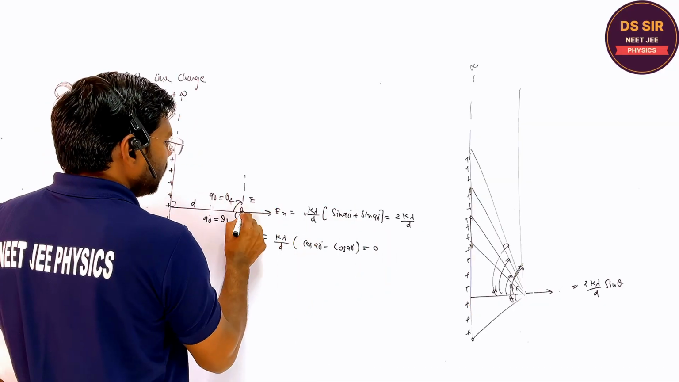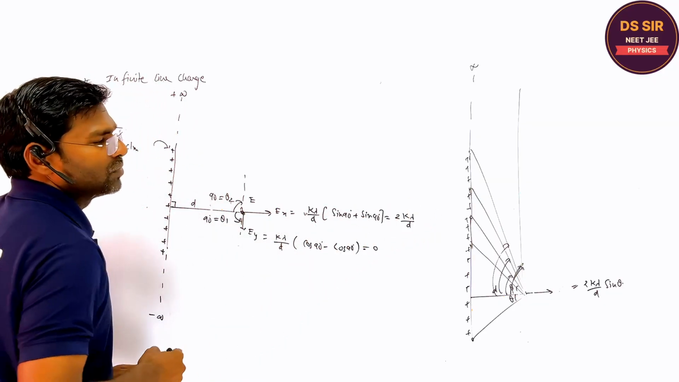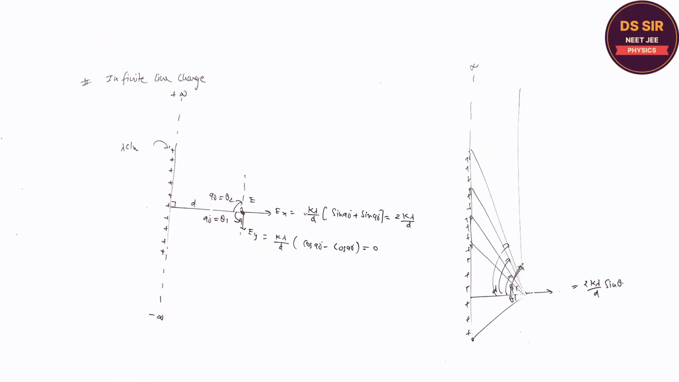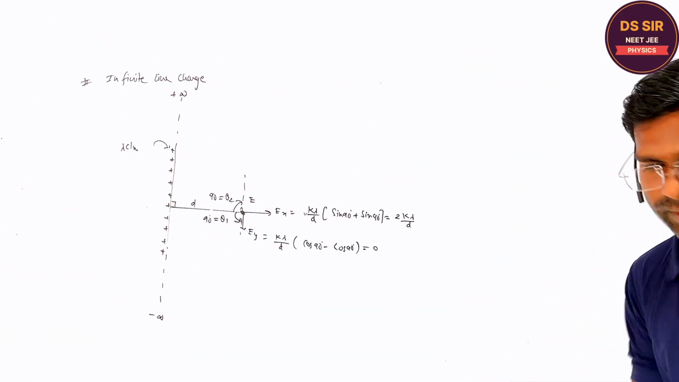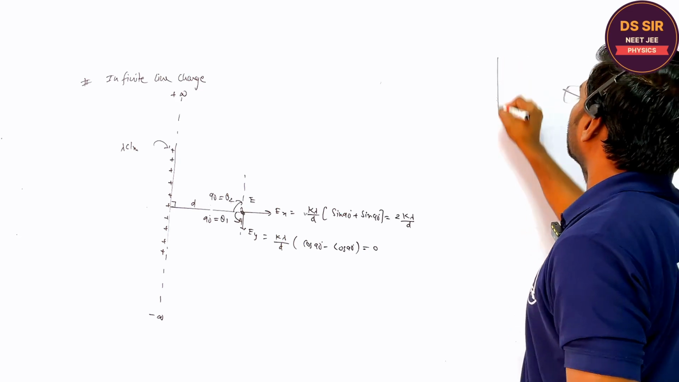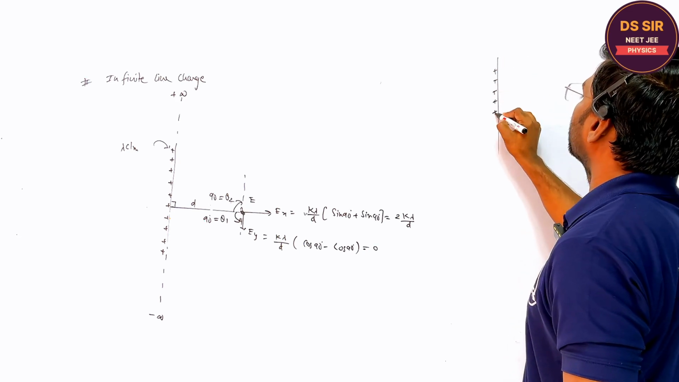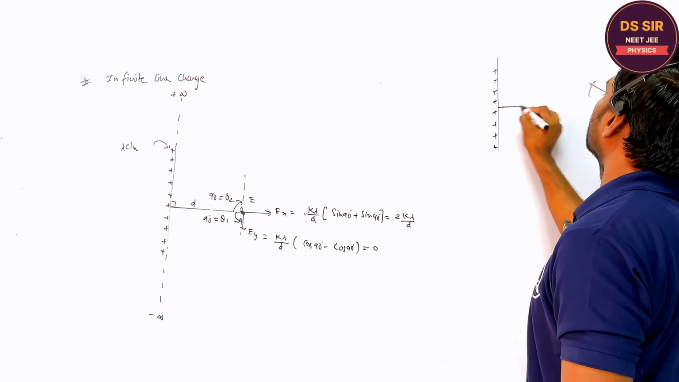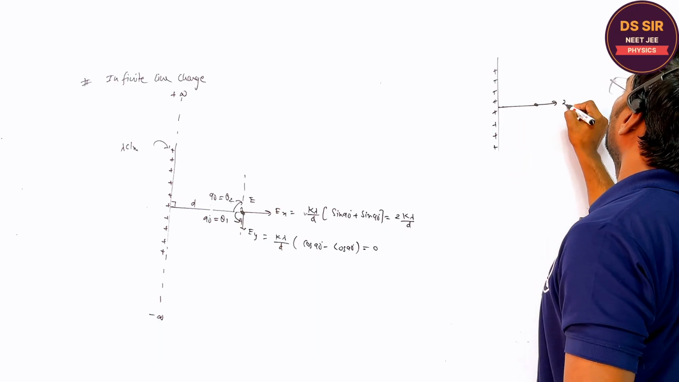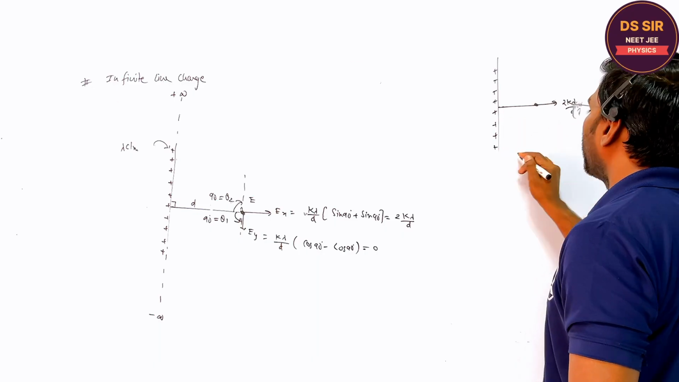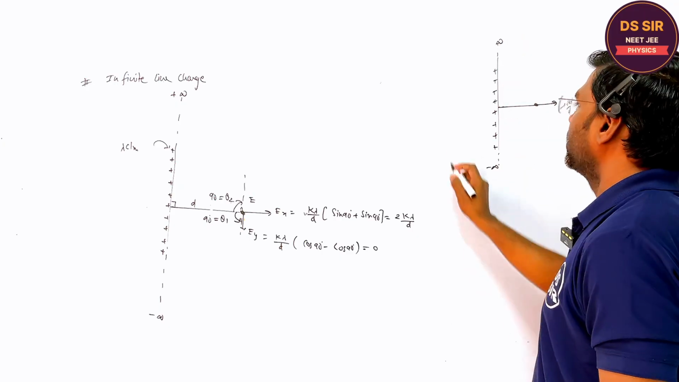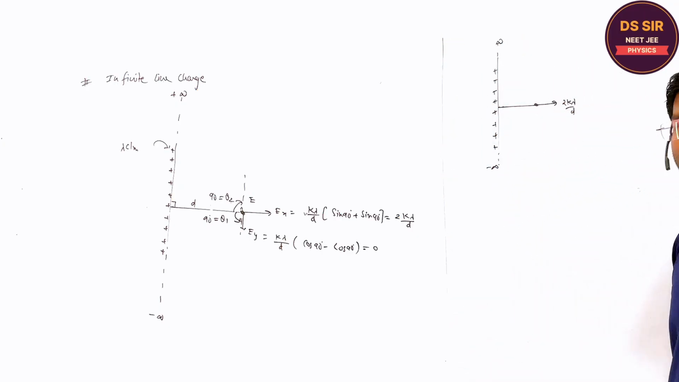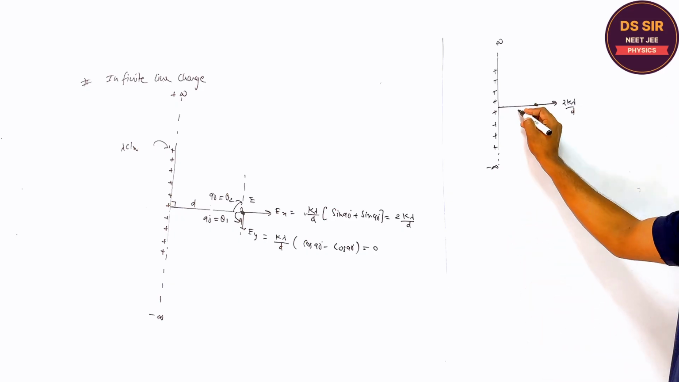So the electric field is only in this direction, and it is equal to 2k lambda upon d, and you have to remember this. The electric field due to an infinite line charge at this point is 2k lambda upon d, from minus infinity to infinity. Is it clear or not, you tell? Right, copy this.